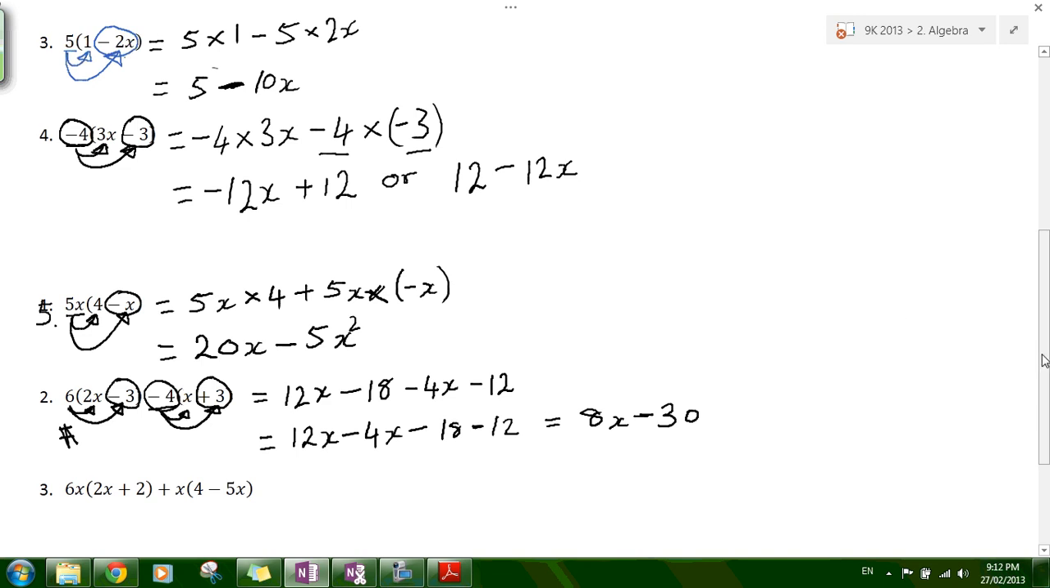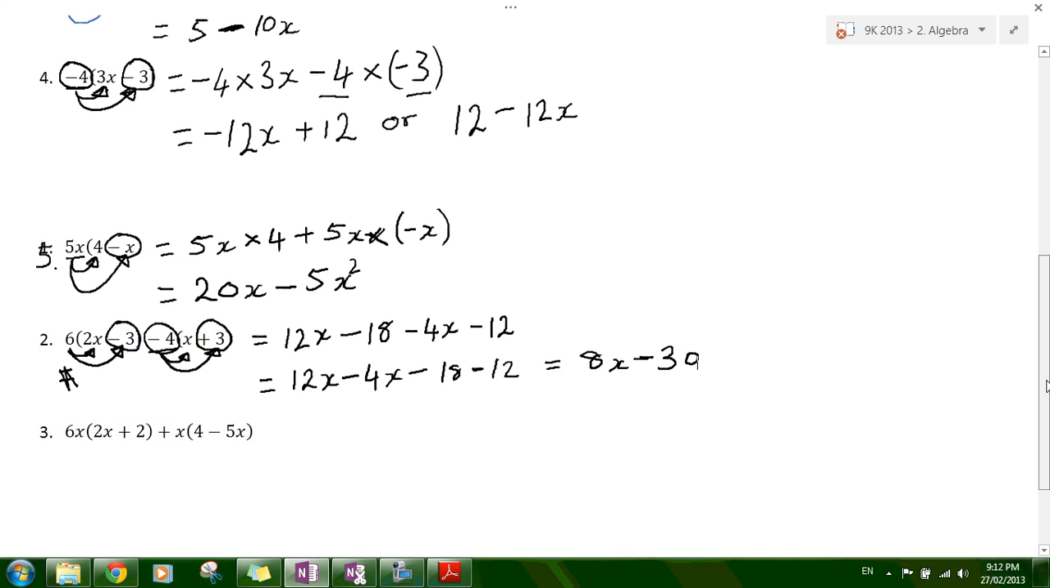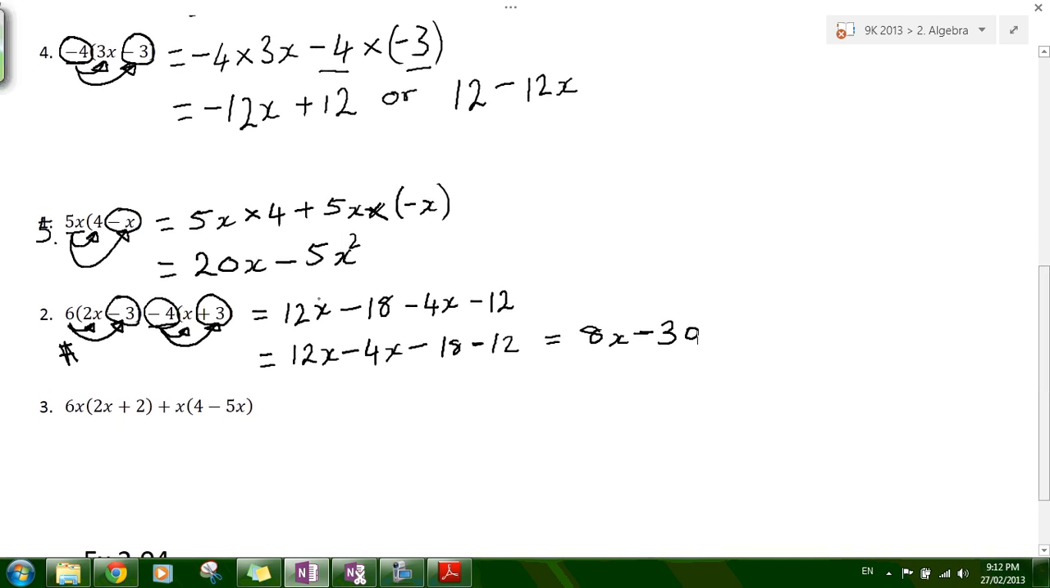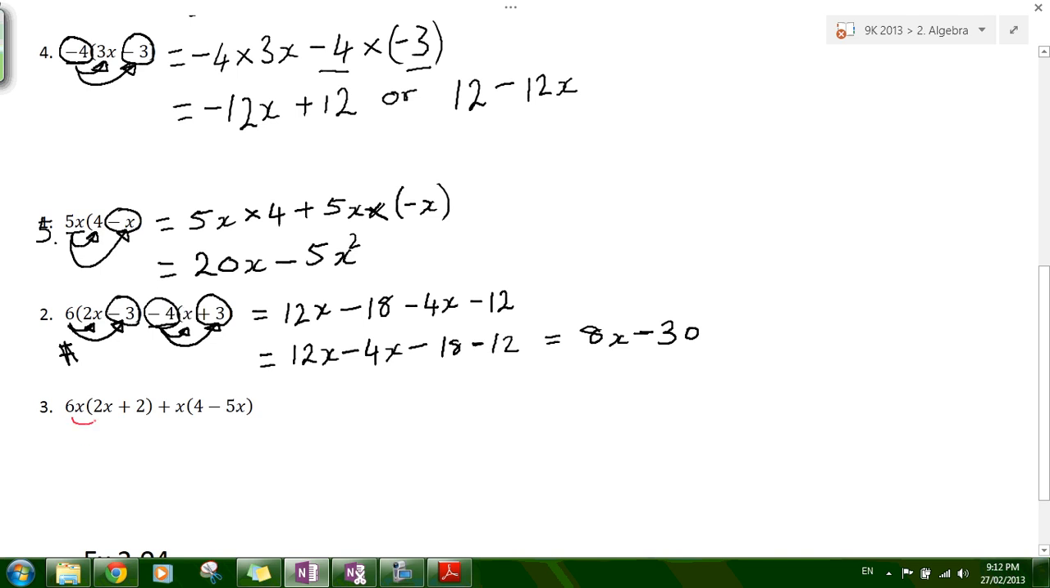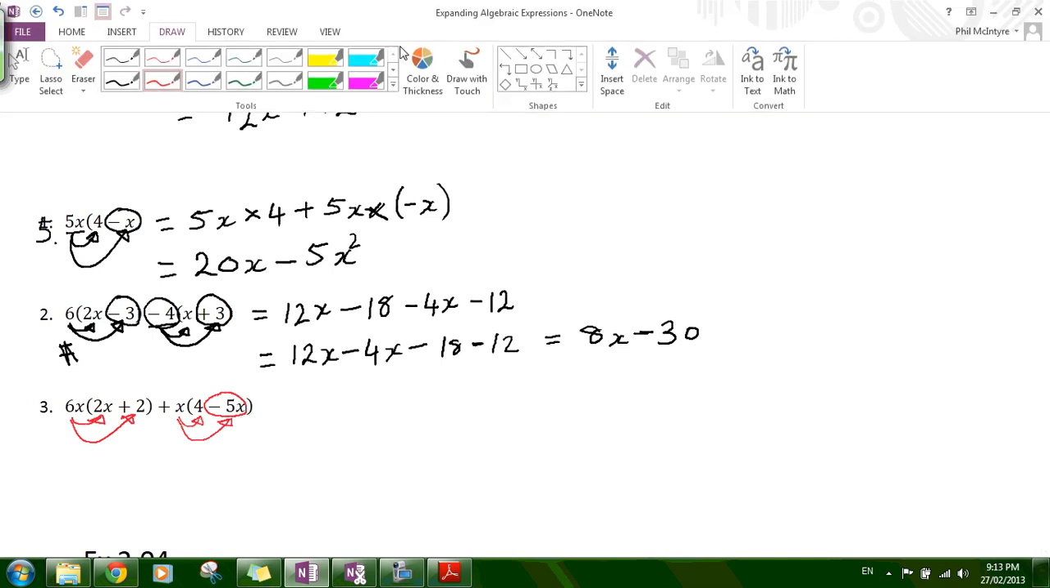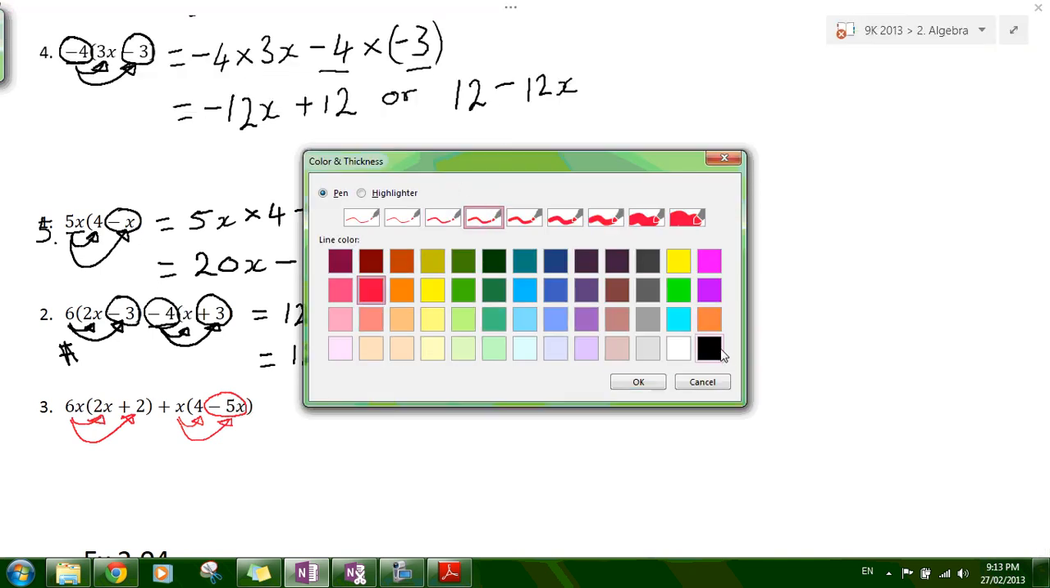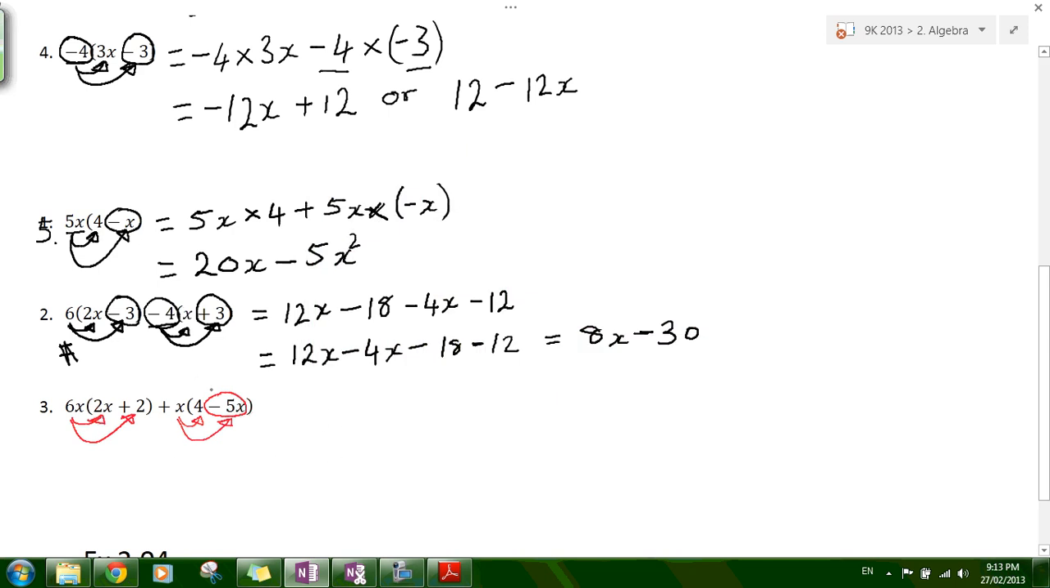And the very last example that we're going to do is this next one. 6x bracket 2x plus 2 end bracket plus x bracket 4 minus 5x end bracket. So drawing the arrows, I'll do it in a different color, to help us. Remembering we are to multiply with everything inside the bracket. So 6x times 2x, 6x times 2. And then we have to do x times 4 and x times minus 5. Again, remembering that the sign goes with the term before it. We're going to be able to expand it nicely.